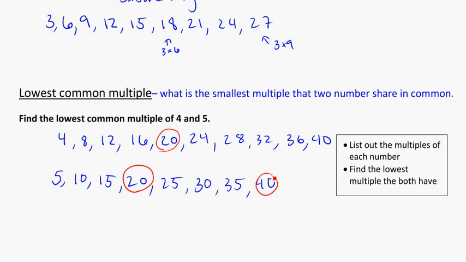But another common multiple that they have would be 40. It's not the lowest, but it's still a common multiple that they have. So again, just list out your numbers and look for the lowest common multiple that they both have.